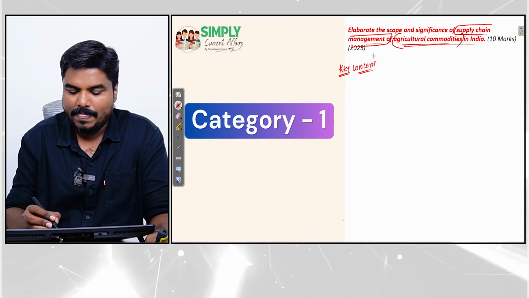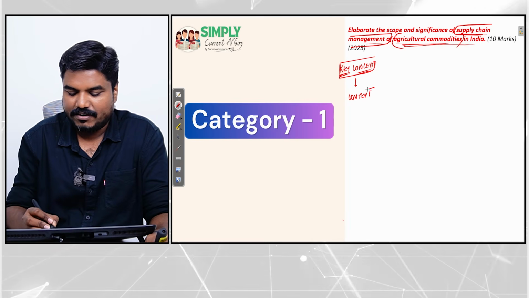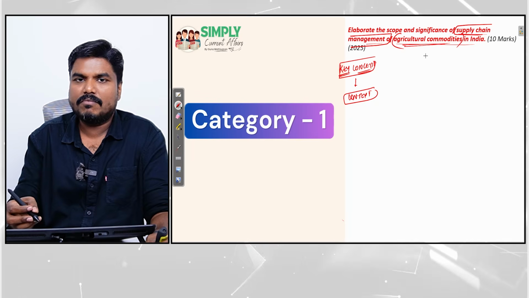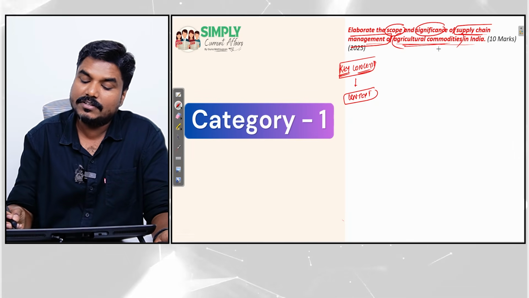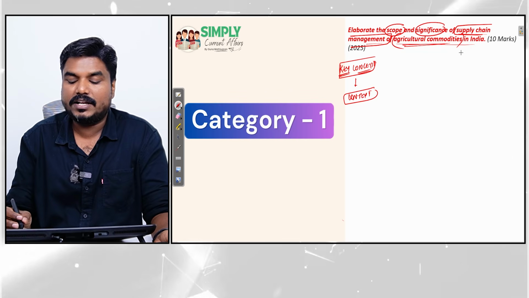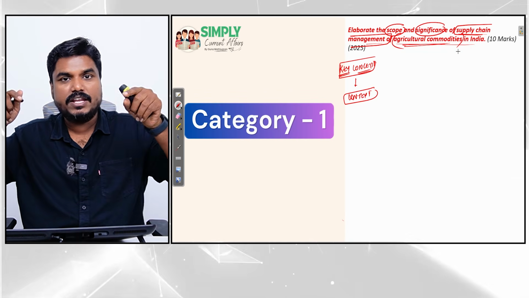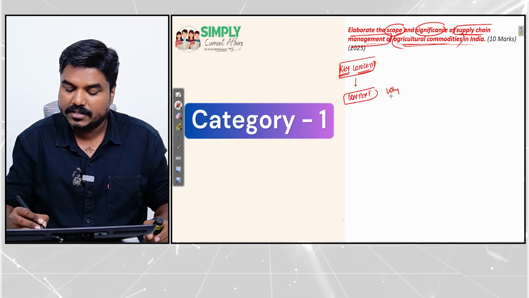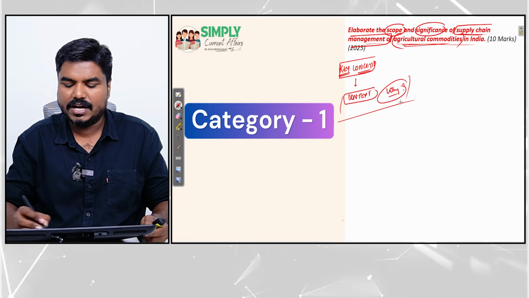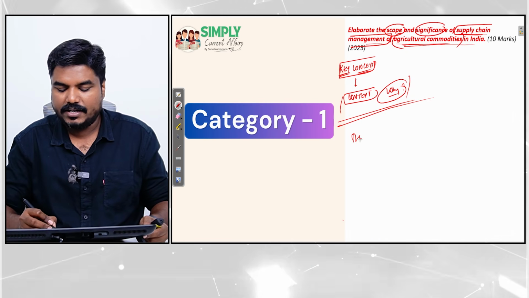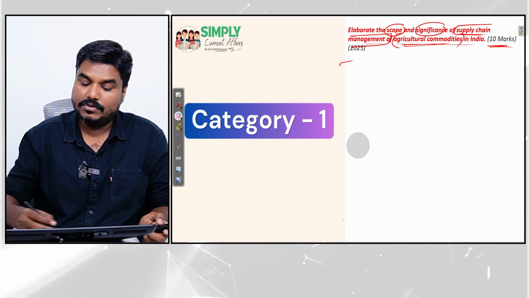Then what we have to do, this key concept, context. See, why is the question being asked? Elaborate the scope and significance of supply chain management of agri commodities. That means in agricultural commodities, supply chain management is very, very important. Why is it very important? That is the context. You have to explain that. Then link it with the demand. It's a 10 marker question, so you cannot write more.